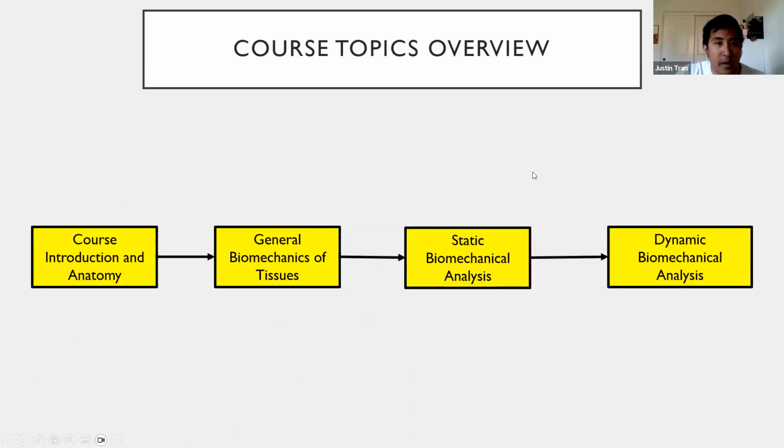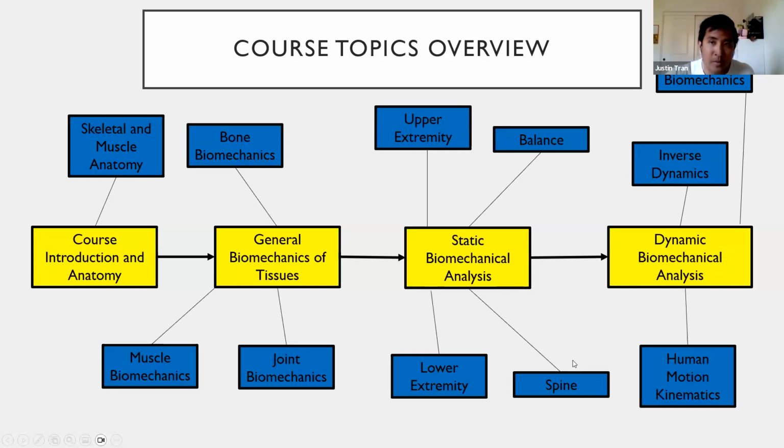Okay, so let's talk about an overview of the course. I've broken down this course into 4 big sections. We're going to start here on the left with an introduction to the course, which is what we're doing, as well as an introduction to anatomy, which is what we're going to do on Wednesday. From there, we're going to move on to what I call general properties of the tissues, because those are very important to understand when you're talking about biomechanics. Then we'll move on to static analysis, where we're going to spend a lot of the class. And at the end of the class, we're going to talk about dynamic analysis, which is movement. You can break this down into more areas as well.